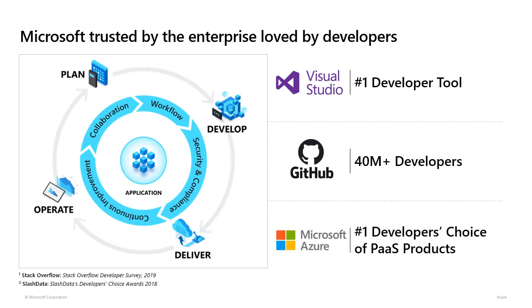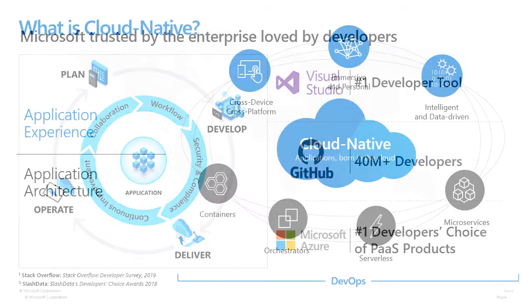So you now have a very powerful combination. What do we bring to the table? Visual Studio, which is the world's number one developer tool; GitHub, the world's number one hub for sharing code and collaboration with 40 million developers; and also Microsoft Azure. You have a myriad of close to 100 platform as a service components that you can use to put together your cloud native applications. The combination of these three will deliver DevOps for your organization.